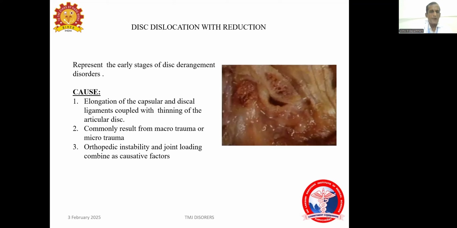And the elongation of the capsular ligament and the discal ligaments with the thinning of the disc causes the internal derangement of the temporomandibular joint, mostly associated with a trauma.